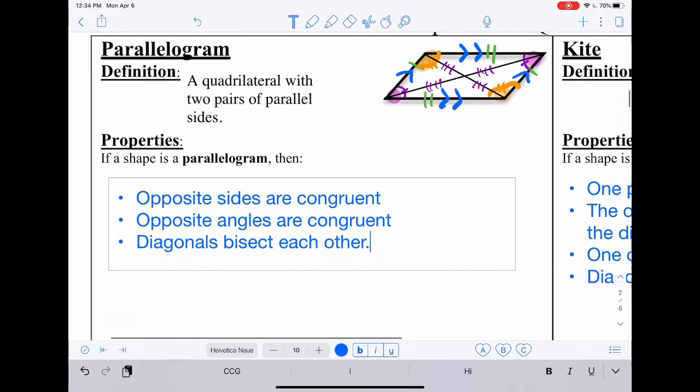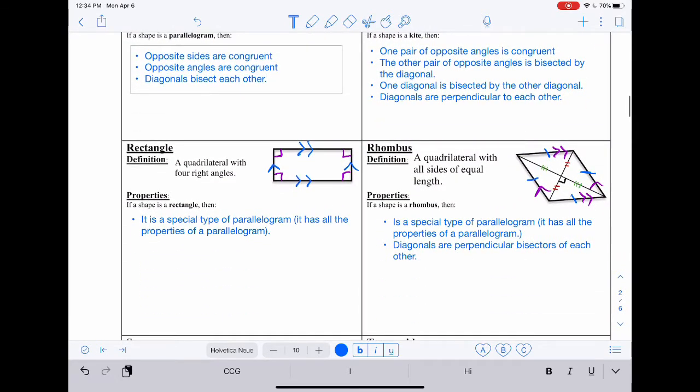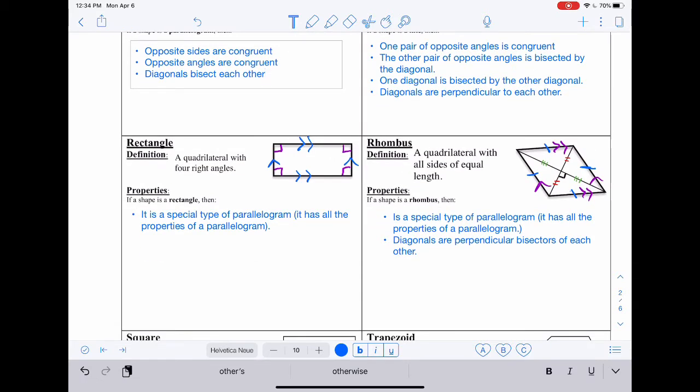Now remember, a rectangle and a rhombus are both types of parallelograms. So that means that that property is true for both of those as well. Now let's continue on with this lesson.